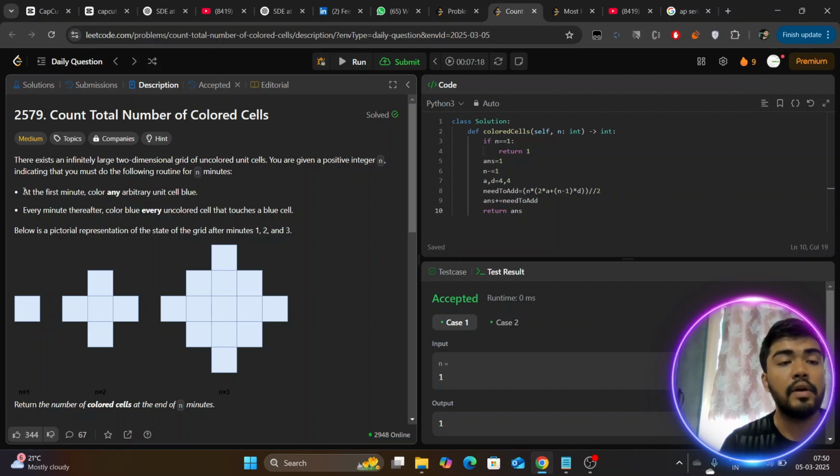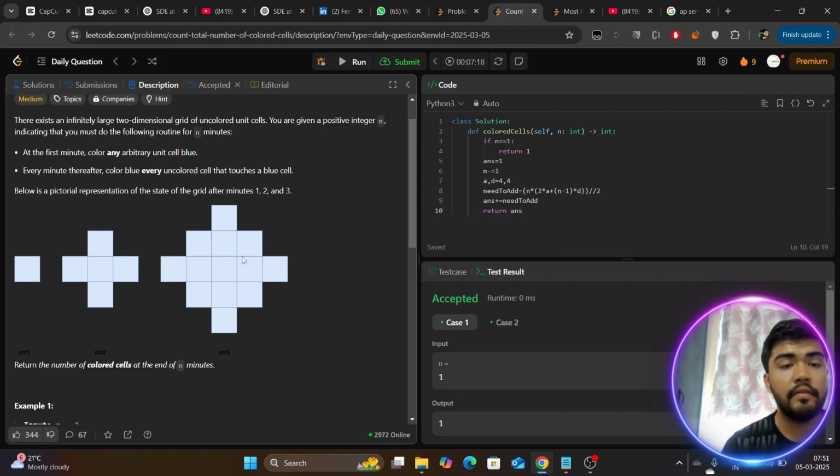In the routine, at the first minute, color any arbitrary unit cell blue. So at the very first go, you can select any arbitrary cell of an infinite grid and color it blue. And for every minute thereafter, color blue every uncolored cell that touches a blue cell.